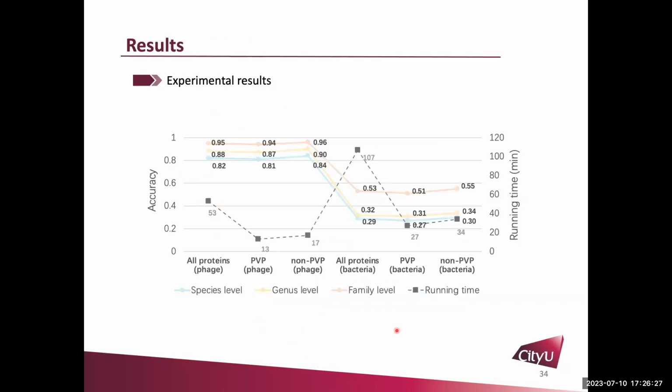Intuitively, because PVPs are more specific, researchers usually use them to design host prediction models. However, in our results, using non-PVP for prediction always has a better performance than using the PVP, especially at a lower rank like species level. We tried to analyze the reasons and found that some enzymes are more specific for distinguishing the host. So maybe non-PVP can be used as an indicator for the host prediction task in the future.